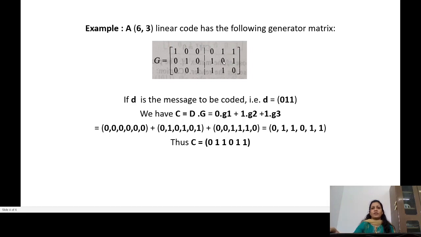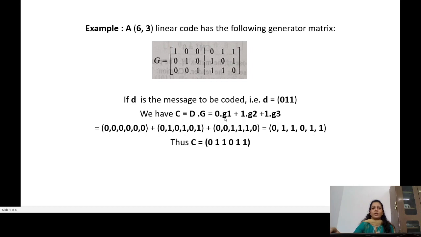And if I multiply 1, 0, 1 with this 0, 1, 1, this will give me 1, that becomes the fifth bit. Again multiplication of this 0, 1, 1 with the last column will give me 1. Therefore, your code word corresponding to the message 0, 1, 1 would be 0, 1, 1, 0, 1, 1, which is simply obtained by multiplying this D with the given generator matrix. So we have another way to generate this code word.